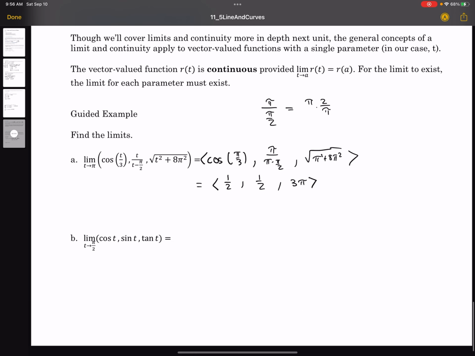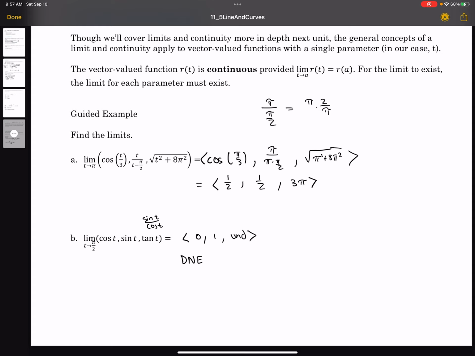For B, remember tangent is sine divided by cosine. And cosine is 0 at pi over 2. So for our first component, we would get 0. For our second component, we get 1. For this third component, since it's sine over cosine, we would get undefined. So what this is going to imply is that the limit does not exist. All right, so that's limits. Substitute the value in if you can.